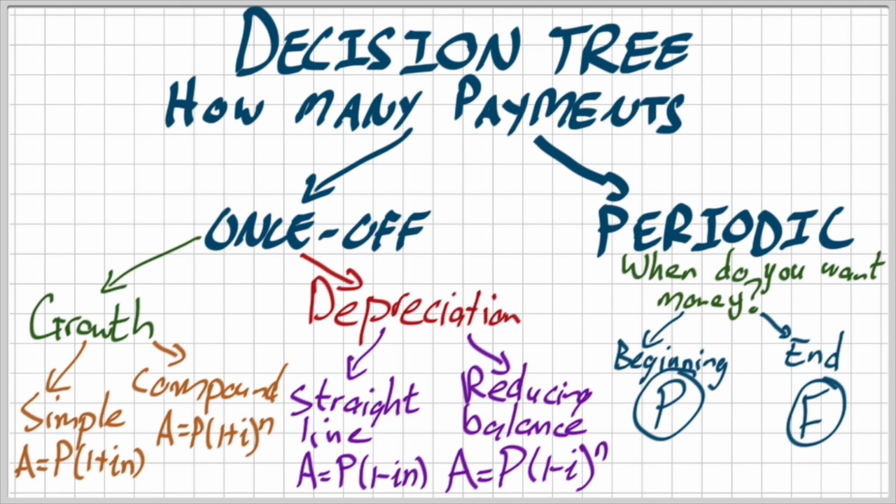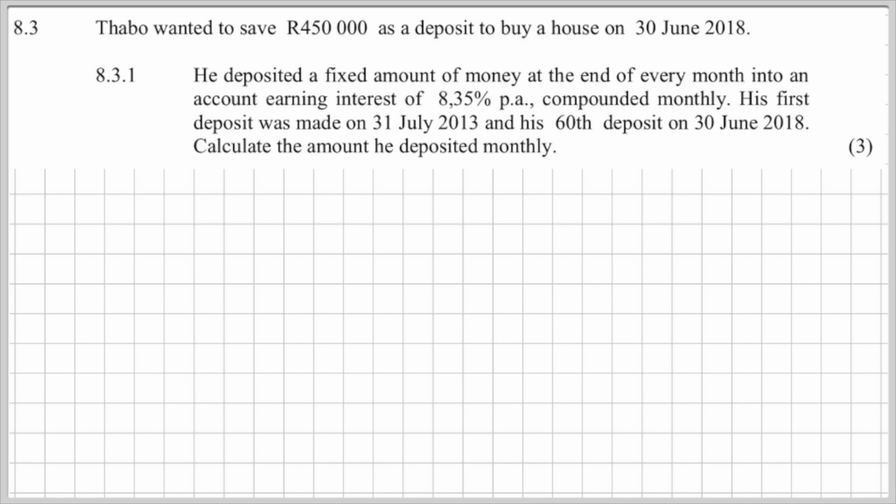So when we look at question 8.3, it says that Tabo wants to save 450,000 Rand as a deposit to buy a house on 30 June 2018. So he deposited a fixed amount of money at the end of every month into an account. So let's analyze this a little bit. Earning interest of that, his first deposit is made on 31 July 2013. So first of all, I'm looking at two important things: the 450,000 Rand and the 30 June. So it's money at a certain time.